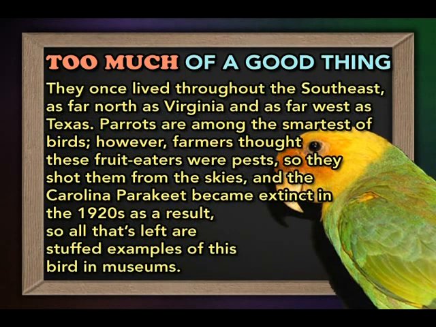Moving on. They once lived throughout the Southeast, as far north as Virginia and as far west as Texas. Parrots are among the smartest of birds. However, farmers thought these fruit eaters were pests, so they shot them from the skies, and the Carolina parakeet became extinct in the 1920s. As a result, so all that's left are stuffed examples of this bird in museums.